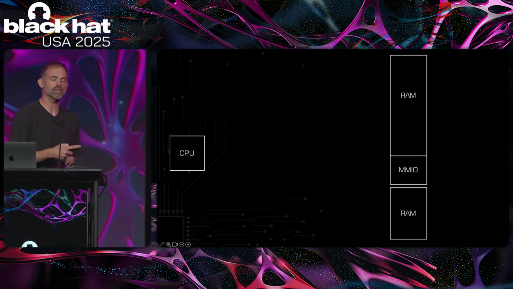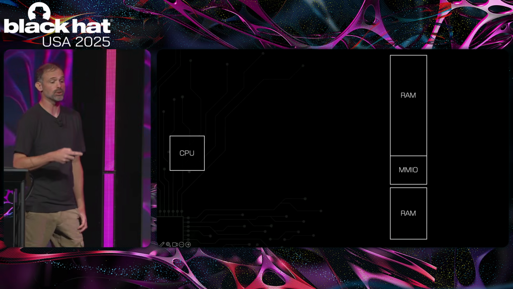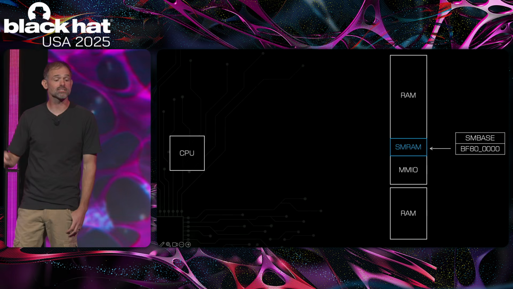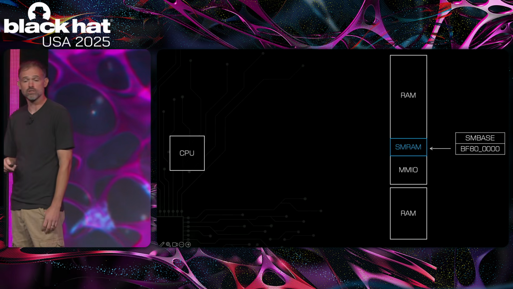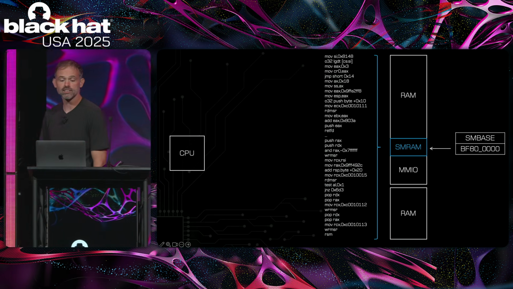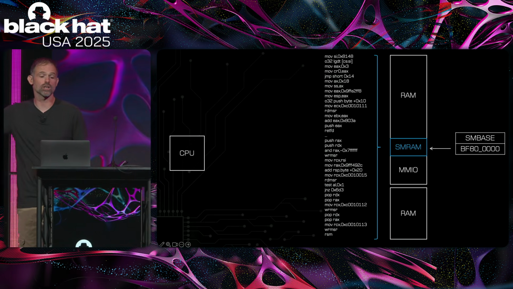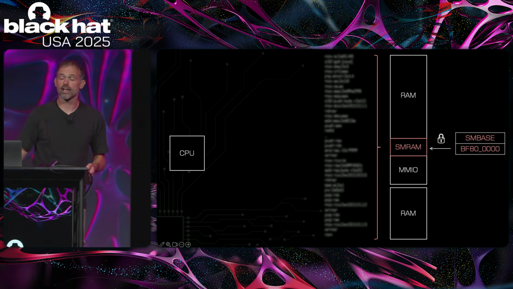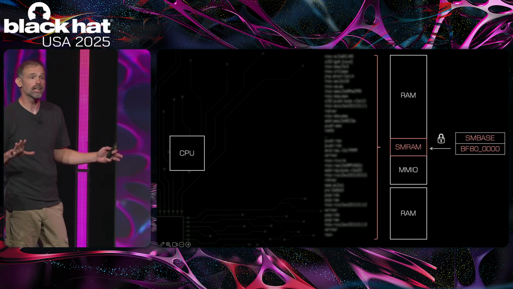But SMM looks something like this. Early on when your CPU is booting, it's going to start partitioning RAM or memory space into some different regions. It's going to pick out a memory space that it's going to call SMRAM, System Management RAM. It's going to track that with a register called SMBase, and it's going to drop a whole bunch of code into SMRAM. Then firmware is going to lock down that SMRAM region so that nobody else can ever see it again.